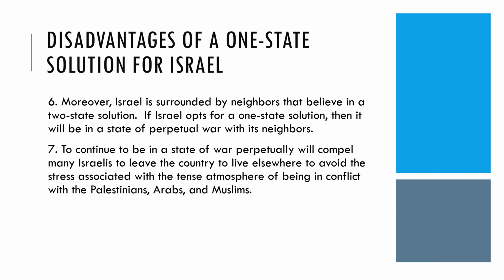6. Moreover, Israel is surrounded by neighbors that believe in a two-state solution. If Israel opts for a one-state solution, then it will be in a state of perpetual war with its neighbors. 7. To continue to be in a state of war perpetually will compel many Israelis to leave the country, to live elsewhere, to avoid the stress associated with the tense atmosphere of being in a conflict with the Palestinians, Arabs, and Muslims.